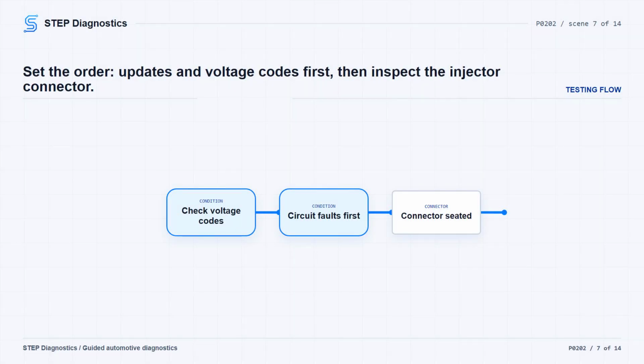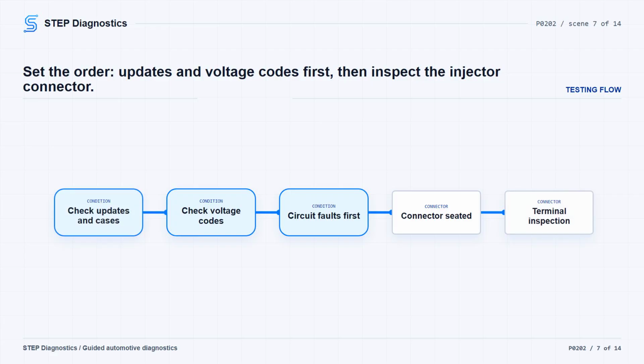Next, follow a structured diagnostic approach. Check for any service bulletins, STAR online cases, or ECU flash updates that fit the code or symptom. Check for battery voltage codes in the ECU. Since this is a circuit code, handle circuit faults before chasing performance or rationality faults. At the injector, verify the connector is fully seated and locked before unplugging it. Then disconnect it and inspect for water intrusion, pushed out terminals, damaged terminals, corrosion, burn marks, or spread terminals.